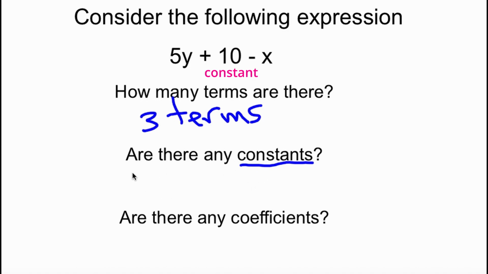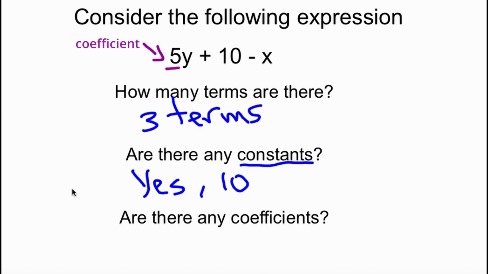Are there any constants? The answer is yes. And then we can put a comma, 10. Or we could write a quick or short sentence saying 10 is the constant. Are there any coefficients? Again, the coefficient is the number in front of the variable. If you look carefully, you do have a coefficient, and that coefficient is the 5. Okay? The answer here would be yes, the 5.